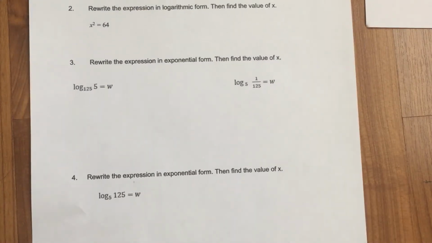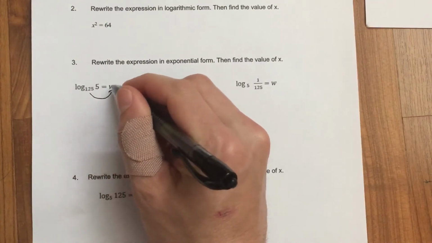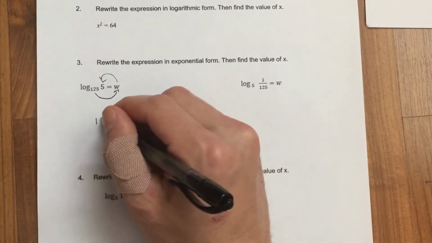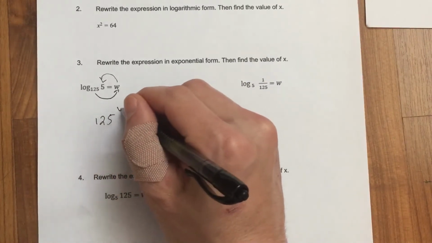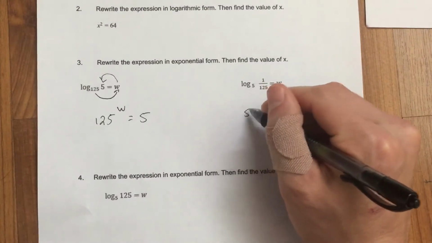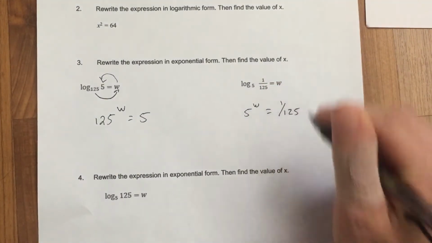Looking at problem 3, we're going to go from log form into exponential form. Use this counterclockwise technique one more time. And we write this as 125 to the power of w equals 5. And over here, 5 to the power of w equals 1 over 125.